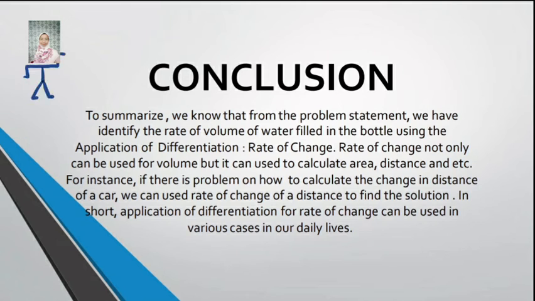As for the conclusion, to summarize, from the problem statement, we have identified the rate of volume of water filled in the bottle using the application of differentiation, which is rate of change. Rate of change not only can be used for volume, but it can also be used to calculate area, distance, and so on. For instance, if there is a problem on how to calculate the change in distance of a car, we can use rate of change of a distance to find the solution. In short, application of differentiation for rate of change can be used in various cases in our daily lives.